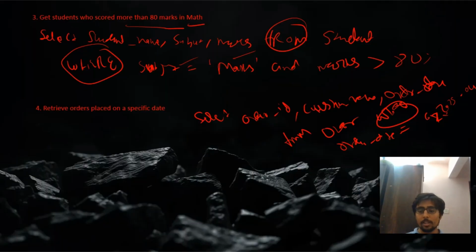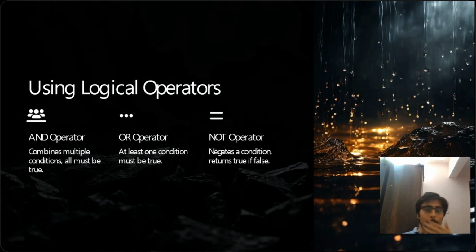So this was all about the four important queries. Now we'll go into the logical operators. Basically, you can see we do have some logical operators in SQL that you can see over here. So these are the AND operator, OR operator, NOT operator. These are some of the operators in SQL.